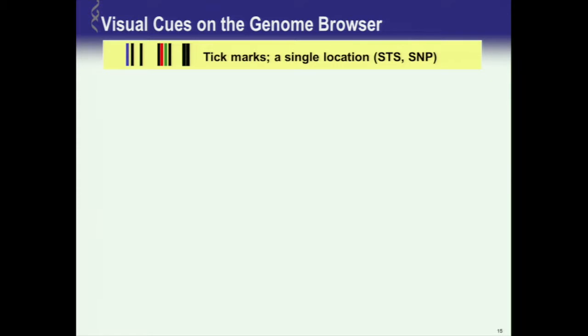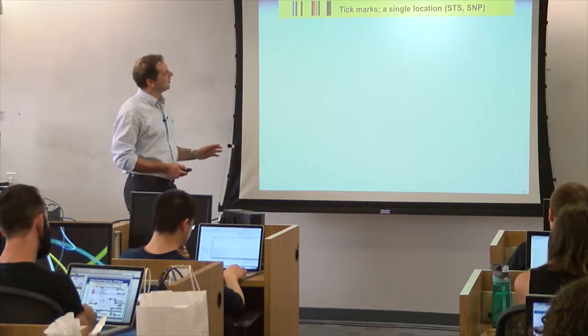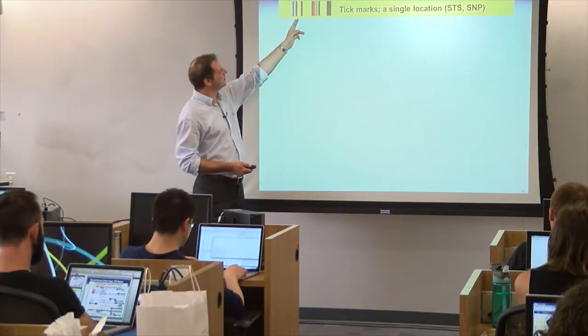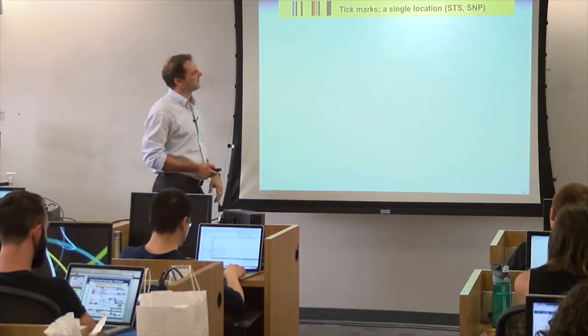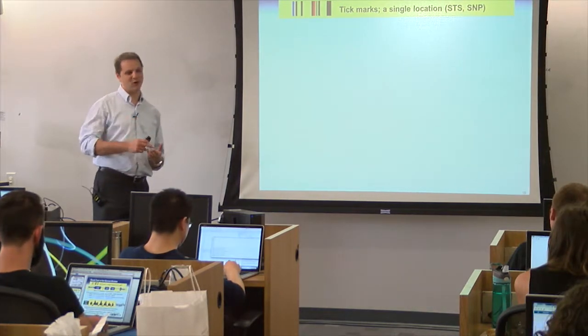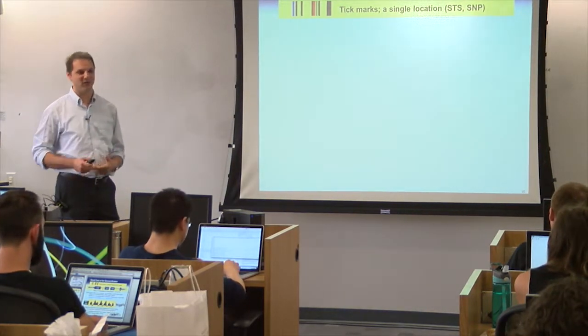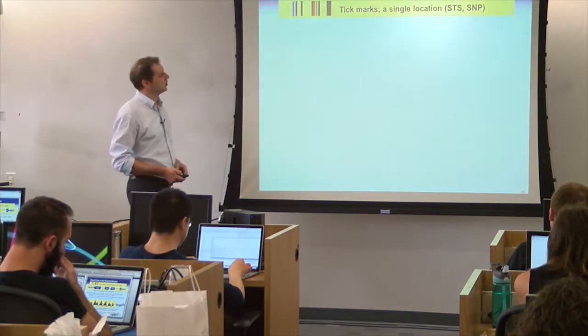So for example, a basic way of showing data is with these tick marks, just saying here is a SNP. SNPs are usually one base pair. Some of them are actually more than one base pair. But that will just show you the location in the genome, but then they can be colored different ways. That will annotate, for example, if something is coding or non-coding or synonymous or non-synonymous. So there's information content there.